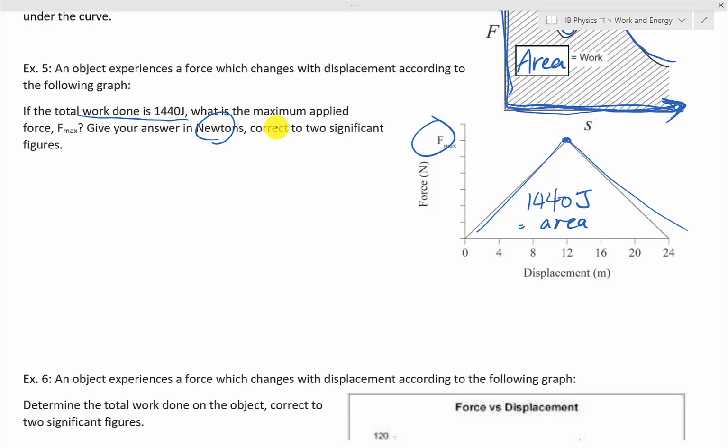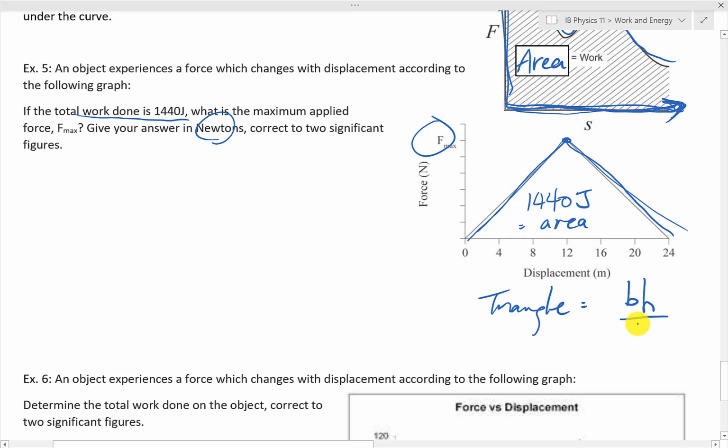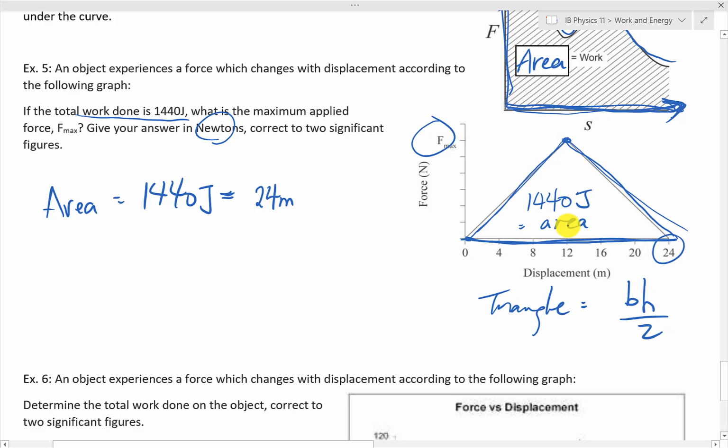Okay, so we need to look at the area. Since 1,440 joules is the area, let's take a look at this shape. It's a triangle, and we know that the area of a triangle is base times height divided by 2. The base here is the displacement, and we read 24 meters. The height is up here, which is our F max. We don't know what it is. All of that divided by 2.